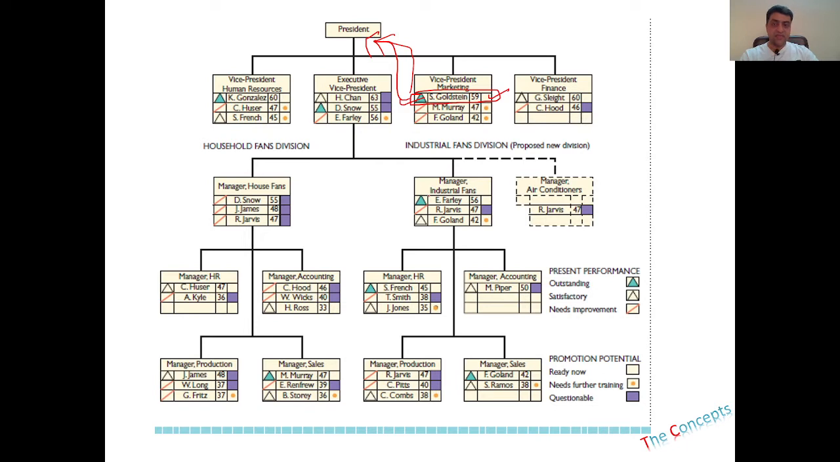In the same way, if we have to look at these things and who should be promoted to the next level, we can clearly see that this person is ready to be promoted and has the outstanding performance. So this person can be promoted to the next level. So this is how you use your replacement charts when you have to deal with the promotions.